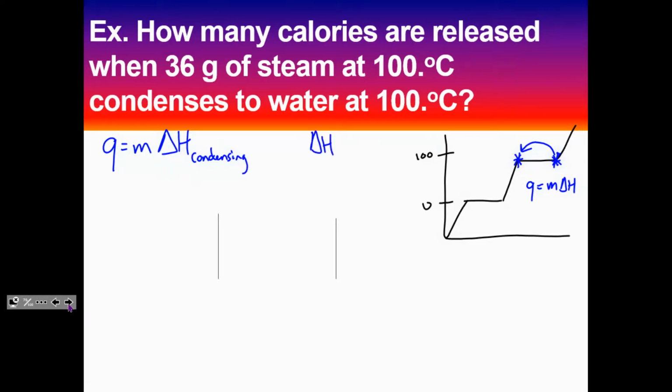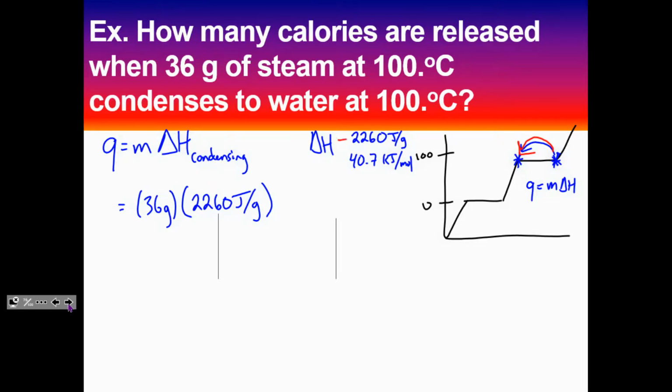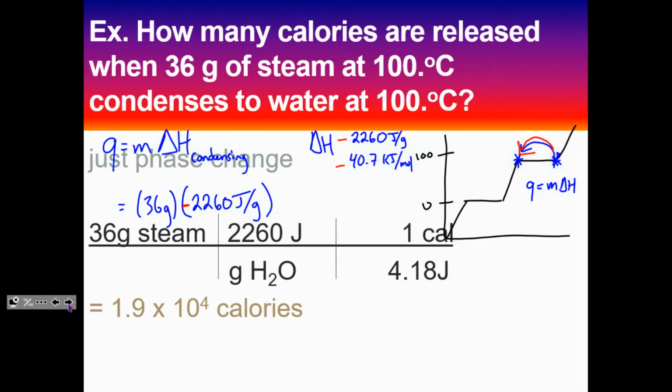So my delta H values for that are either 2260 joules per gram or 40.7 kilojoules per mole. I'm given a gram mass, so I'm going to use the 2260. The mass is 36 grams. 2260 joules per gram is the number I'm using here. Now, the key is I am traveling backwards on the graph. So these numbers are negative. So I'm going to have to turn this to a negative 2260. I'm going to click forward to get my answer.